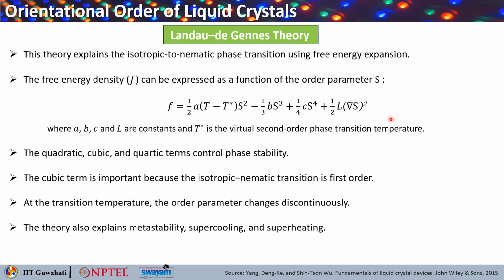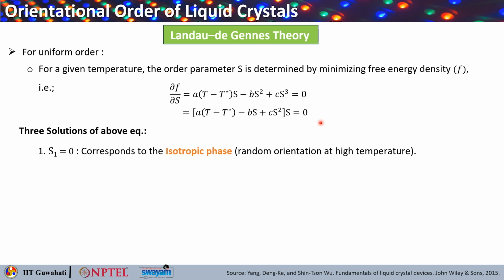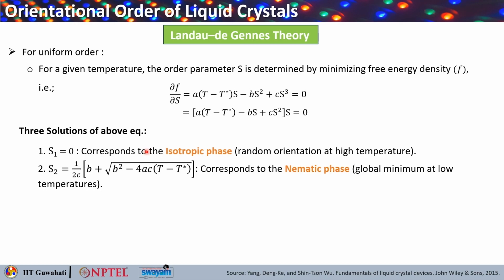So, F and S are related like this. You do dou F by dou S, you get this expression: A (T minus T star) S minus B S square plus C S cube. So, that has to be equal to 0. If you take S common, you can get this. So, one solution is that S is basically 0, that corresponds to an isotropic phase, which is nothing but random orientation of the molecules at high temperature.